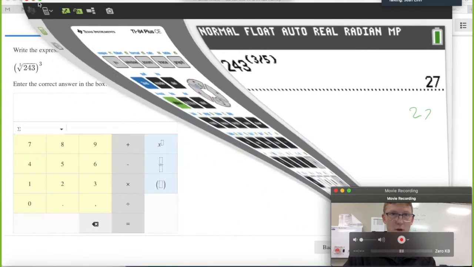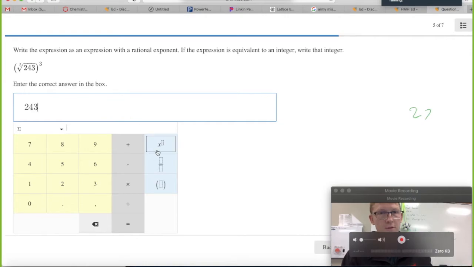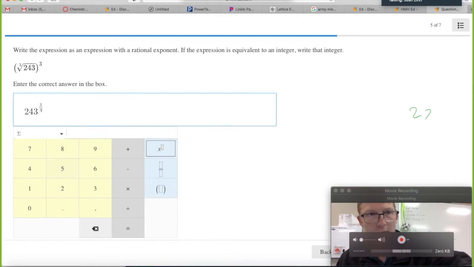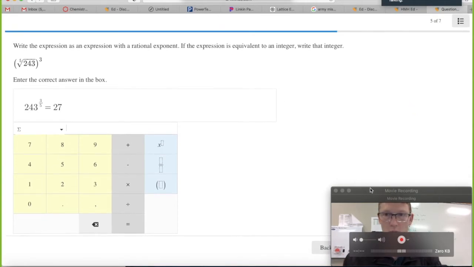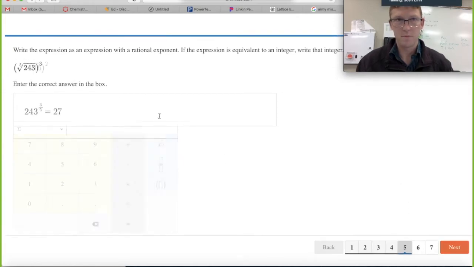So let's get rid of our calculator. So 243 to the power of 3 divided by 5 equals 27. Right? Cool. Next.